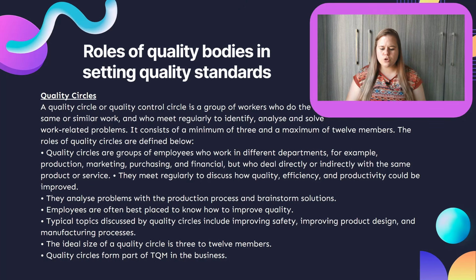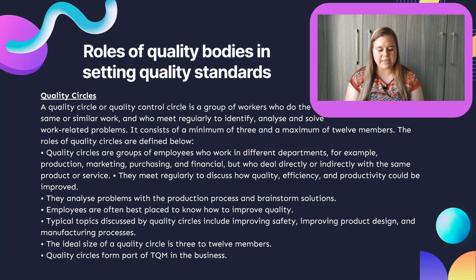All right, so things that they look at. Quality circles are groups of employees who work in different departments. So for example, they may work in production, marketing, purchasing, and finance, but deal directly or indirectly with the product or service. They meet regularly to discuss how quality, efficiency, and productivity can be improved. They analyze products with the production process and brainstorm solutions.